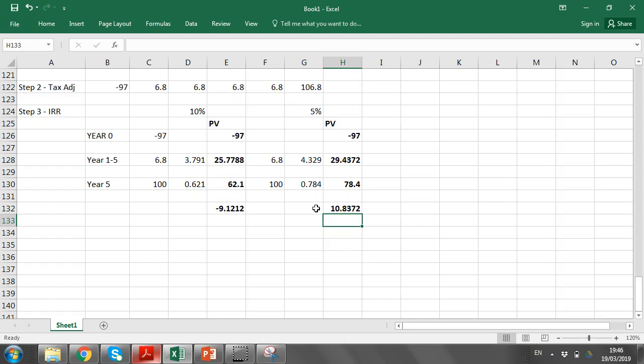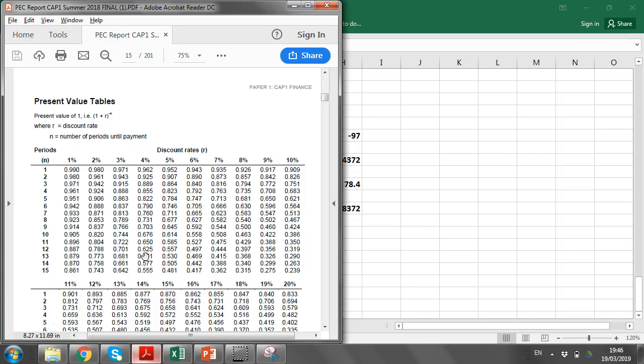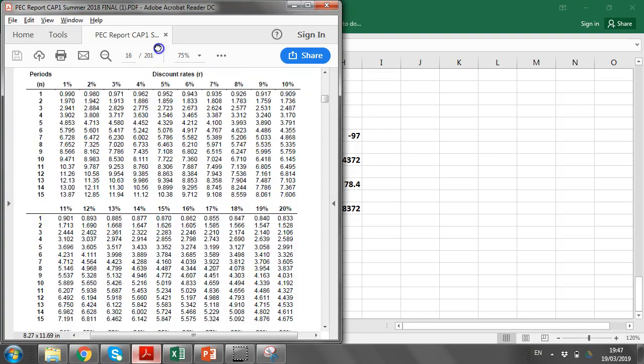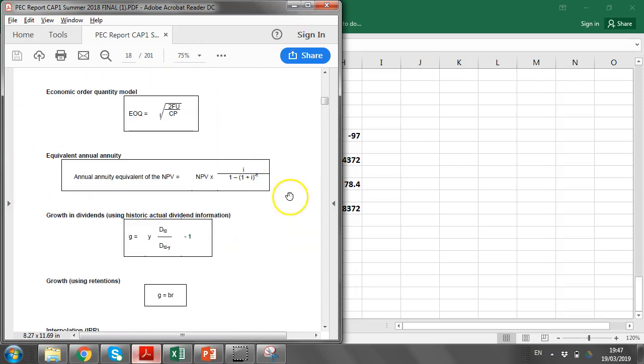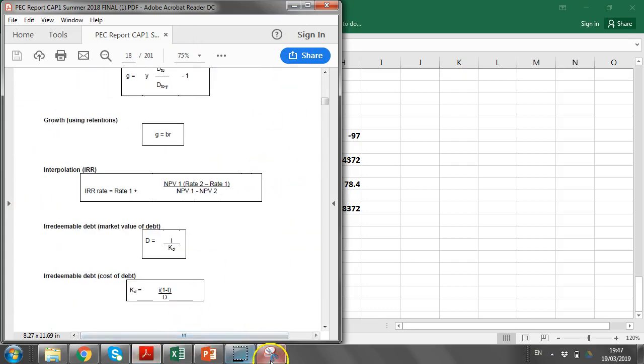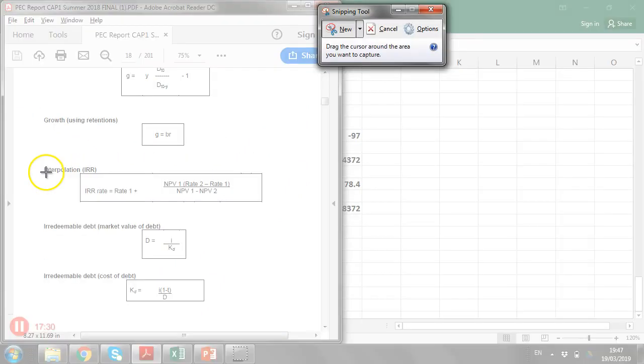So we now have a negative NPV and a positive NPV. And that's ideally what you want when you're doing an IRR. And remember the IRR formula, it's called the interpolation method. That is given to you in your notes. So after the tables, you can come down. It's not on the first page. It's here. Your interpolation, which I'll just snip and bring in.